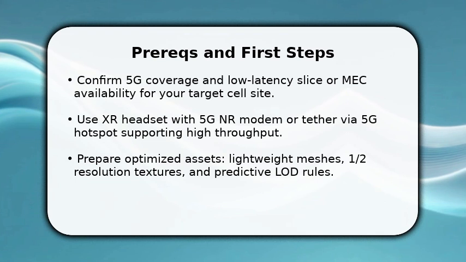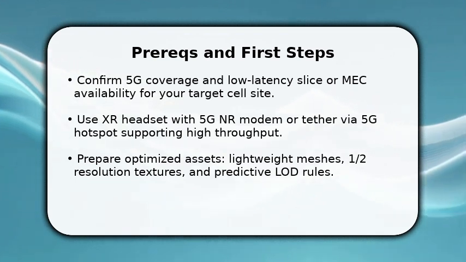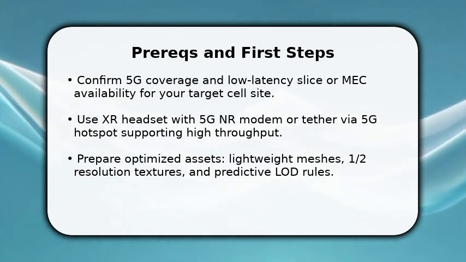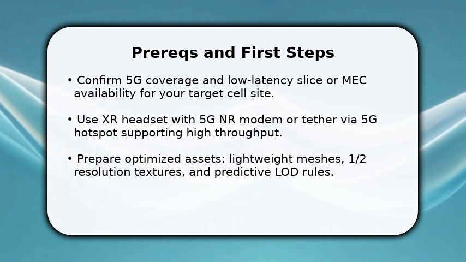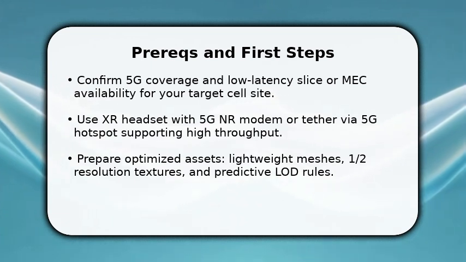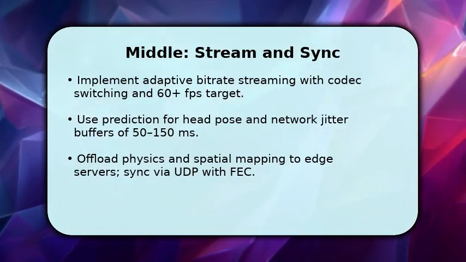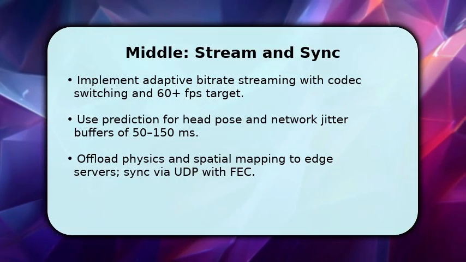At the same time, start slimming assets: lower poly meshes, 1/2 textures, and basic LOD and culling rules so rendering stays within budget. Now you configure the streaming and synchronization pipeline so interactivity feels immediate. Set adaptive bitrate with quick codec switching and aim for at least 60 frames per second.